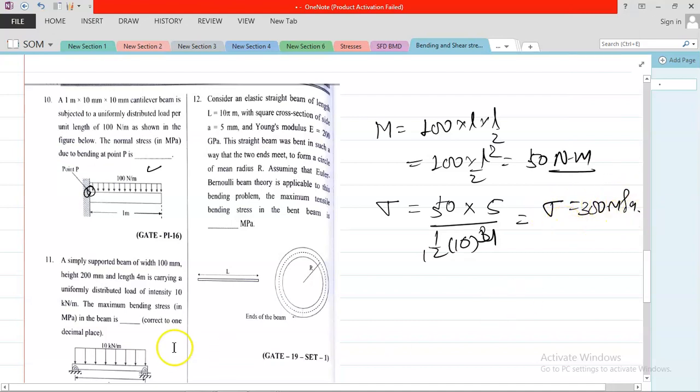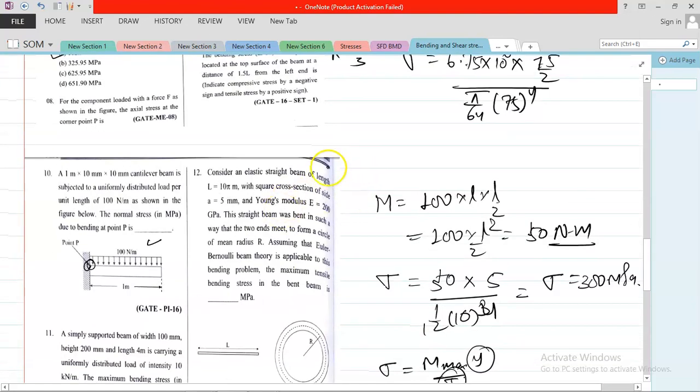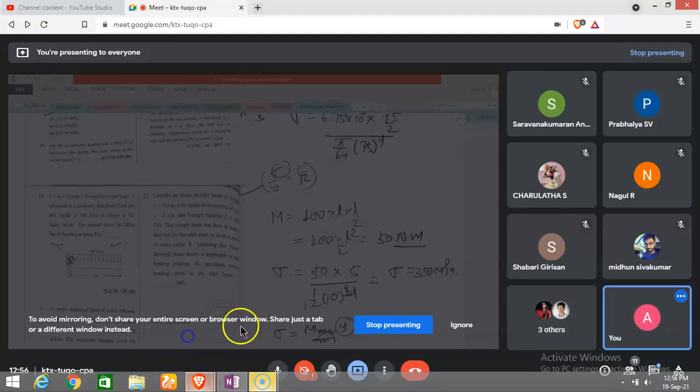Now question number 11, you can simply get from the same question that the UDL, you need to find the maximum bending stress. So it's the same problem. Sigma is equal to M max y by I. You know M max for the UDL is WL square by 8. Put that value, you know y, you know I, you can simply solve this problem. And this question is also the same as the earlier one. I just told you sigma by y is equal to E by R. Put that value, you can obtain sigma. So up to bending stress, any problem?